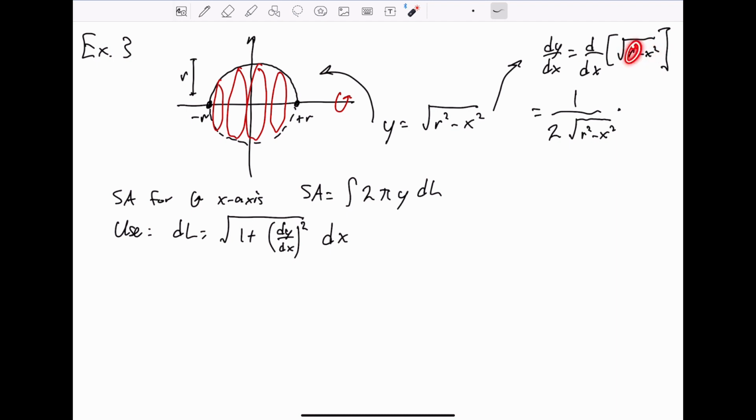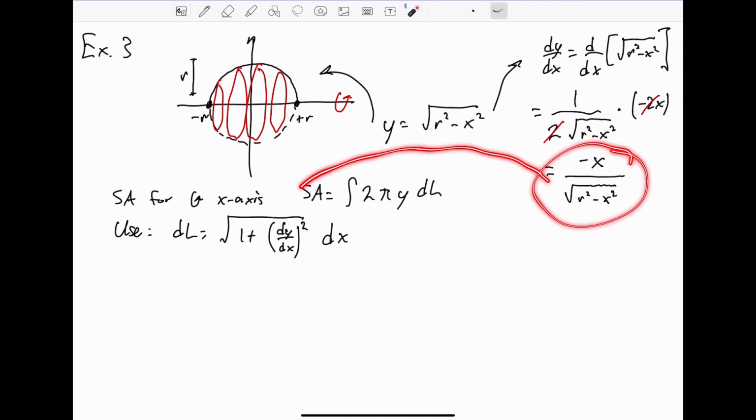Remember, r is a constant, so the derivative of r squared is simply 0. The derivative of negative x squared is negative 2x. So we multiply here by negative 2x. We can cancel the 2's, and we can write this just a little bit more simply as negative x divided by the square root of r squared minus x squared.